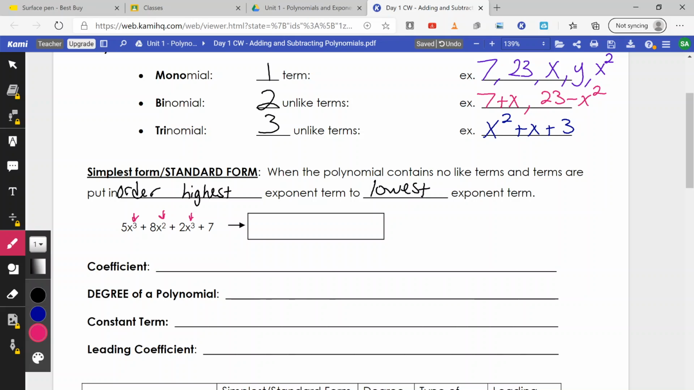The highest number we have is x cubed, so I want to combine what we have here. We've got the 5x cubed and the 2x cubed. I can add them together, and we get 7x cubed. So I took care of those two. And now I look at what's next highest. Here we have x squared, so the 8x squared comes next. So I took care of that. And then last but not least, the last thing we have is plus 7. So there we have simple standard form, highest exponent to lowest: exponent of 3, exponent of 2, no exponent there.